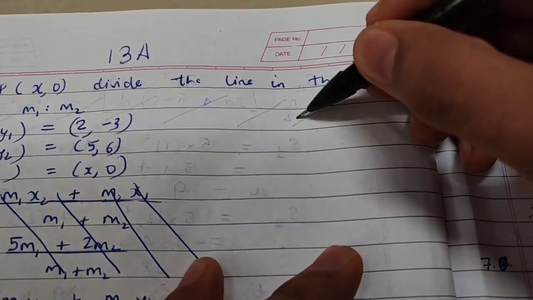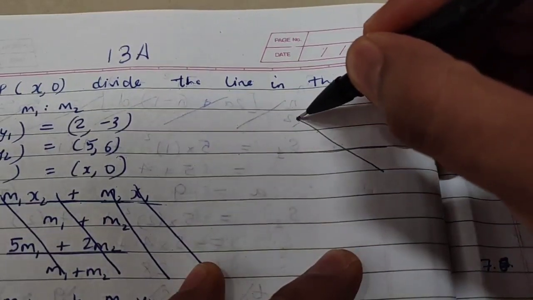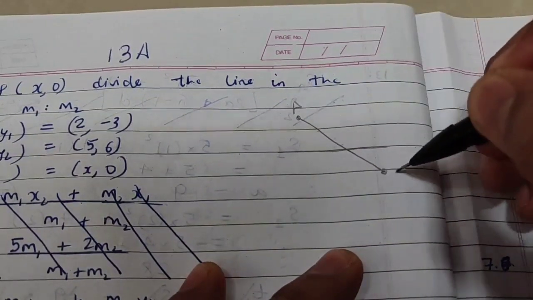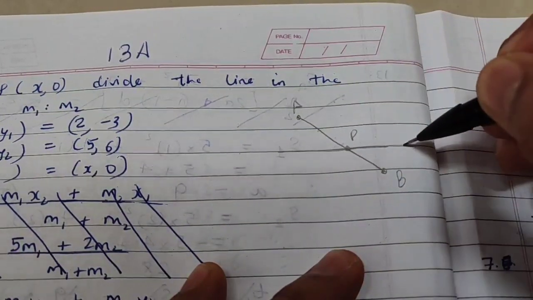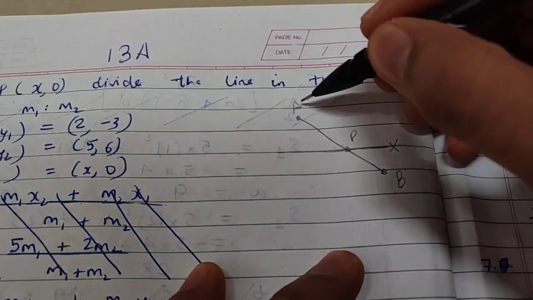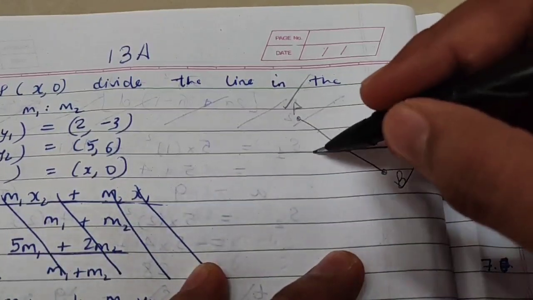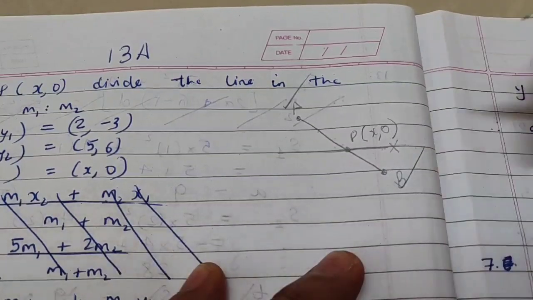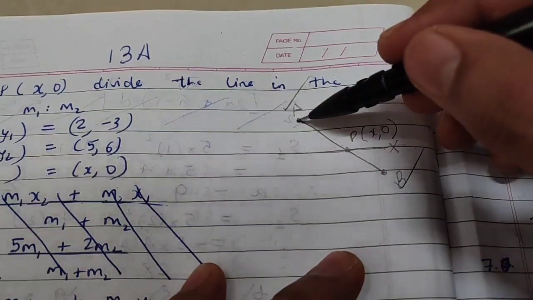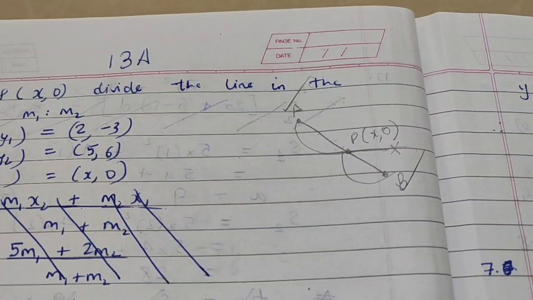So let me draw the diagram here. This is the line. This is the x-axis. This is let's say point A. This is point B, and the point of intersection is P. This is the x-axis, of course. So A's coordinates are given, B's coordinates are given, P's coordinates are not given, but because it is lying on the x-axis, I can say that it is x, 0. Now the question is, what is the ratio AP ratio PB? How much is it?